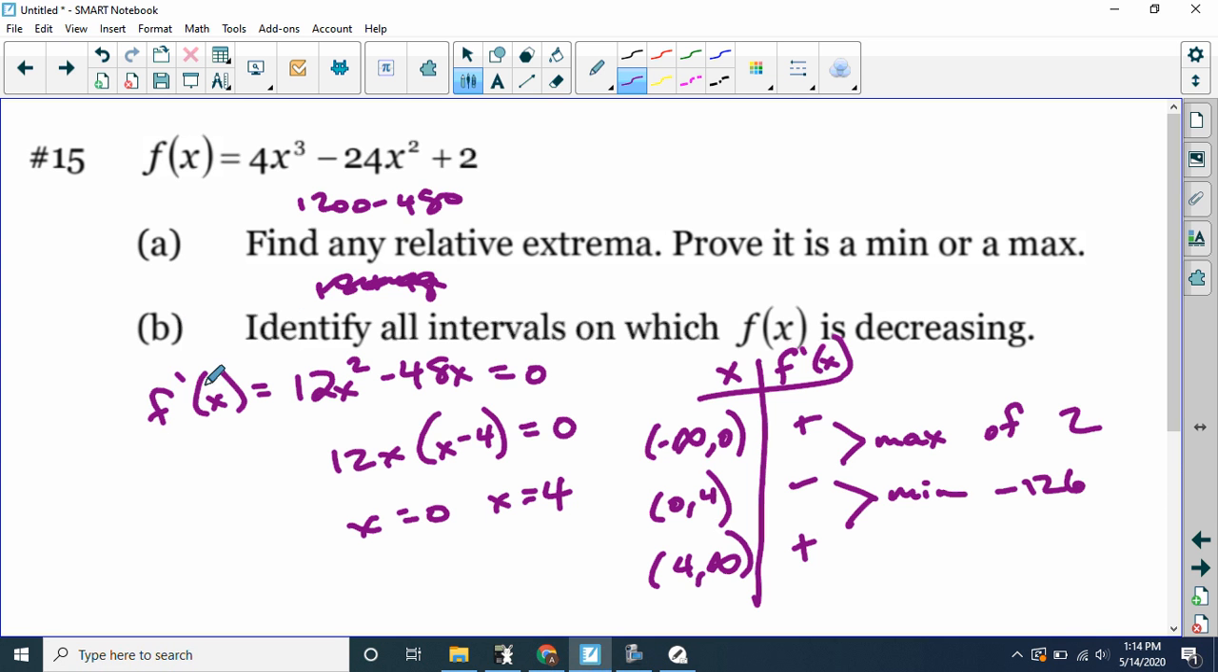And then in part B, identify all intervals on which f of x is decreasing. Our function is increasing if its derivative is positive and decreasing if its derivative is negative. So we are decreasing only on the interval from 0 to 4.